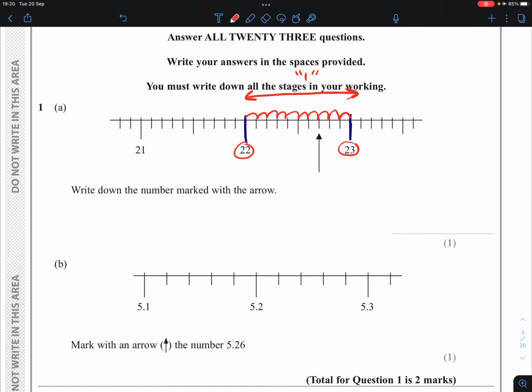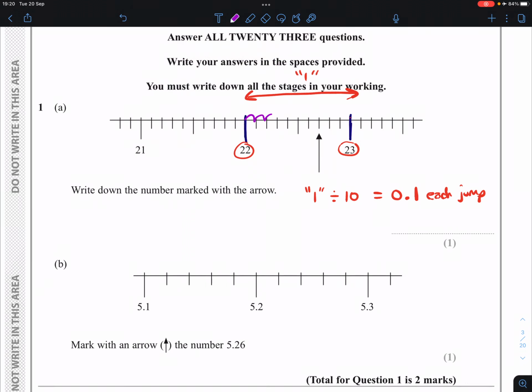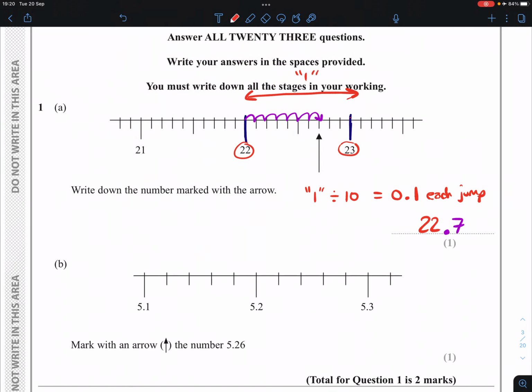And so if you want to know what each marking stands for, it's that distance of 1 divided by the number of jumps, which is 10, which will give us 0.1. So each jump is 0.1. So from there, what we then do is count how many jumps above 22 we are in order to get to the arrow, which is 1, 2, 3, 4, 5, 6, 7. So we have a 0.7 on the end of the number 22, giving us 22.7.